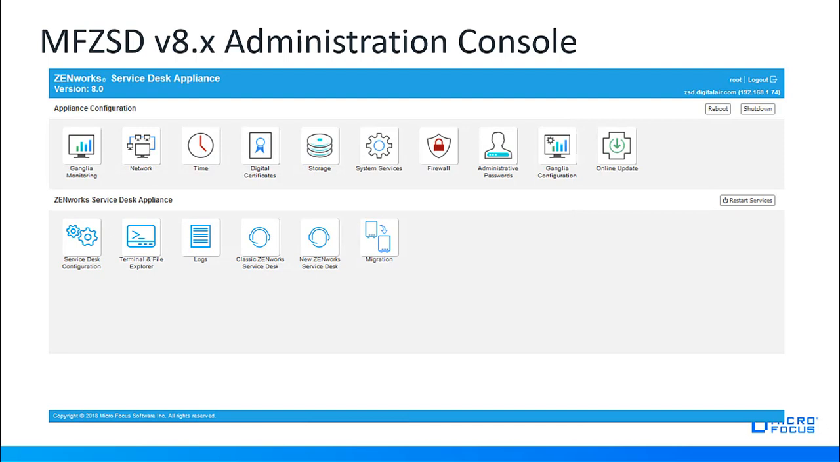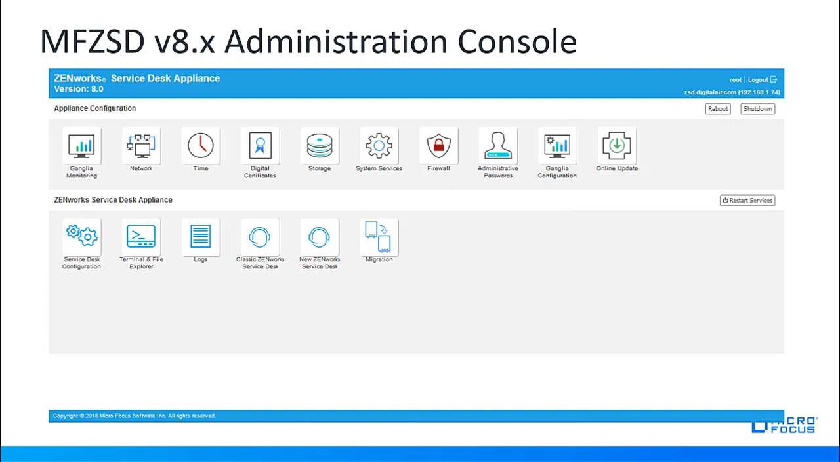And here you have the 8.0. The 8.1 and 8.1.2 look exactly the same. So this is the administration console you'll see. And you have things like Ganglia configuration and monitoring, your network, your time, your storage, digital certificates, system services, firewall, and online updates regarding the appliance.